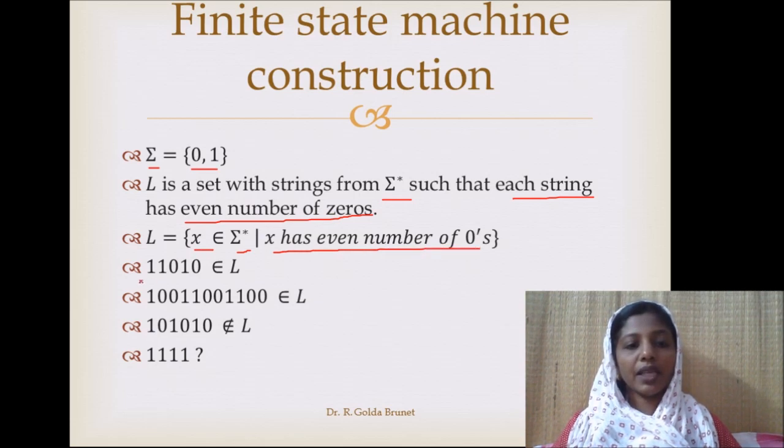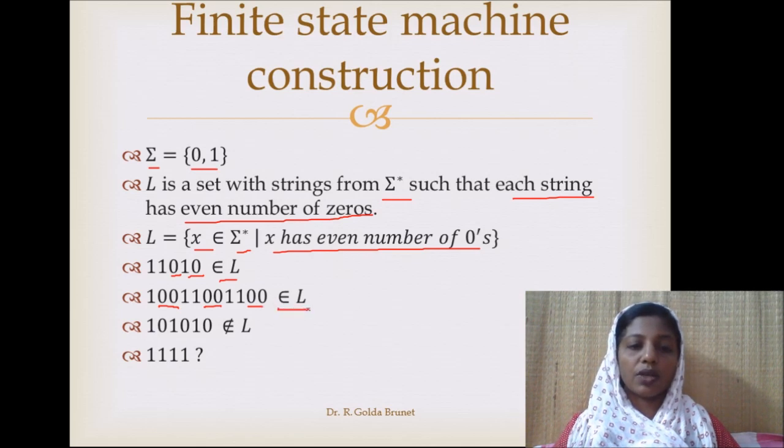So take some examples. Consider this one, 11010. In this, how many zeros do we have? We have 2 zeros. So 2 is an even number, so this belongs to L. And in this string, we have 2, 4, 6 zeros, and 6 is an even number, and therefore the string belongs to L. This string has 3 zeros, which is an odd number. 3 is an odd number. So this string does not belong to the language that we are considering.